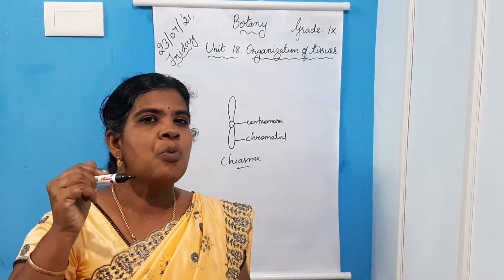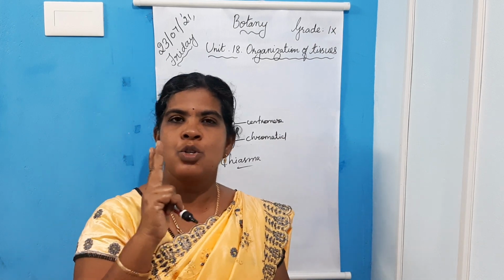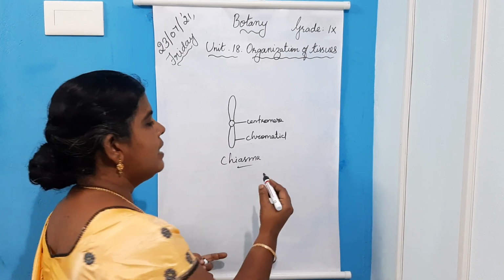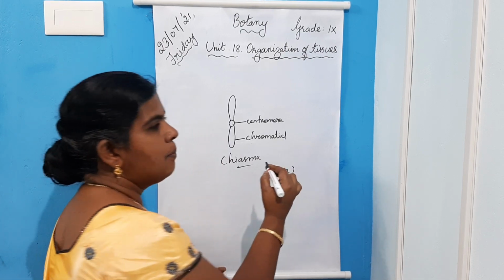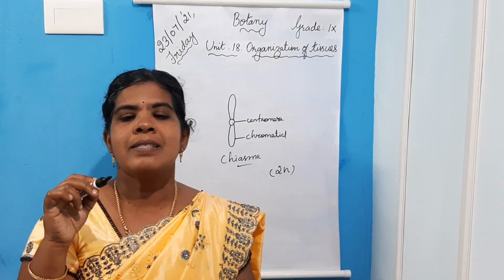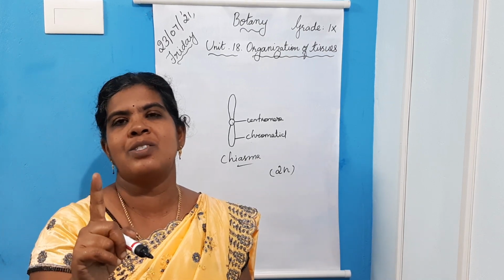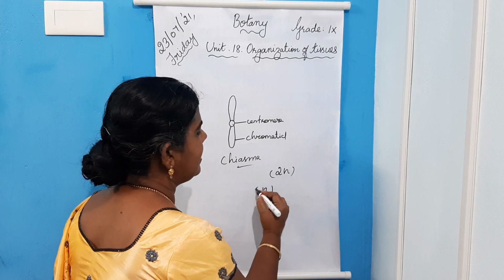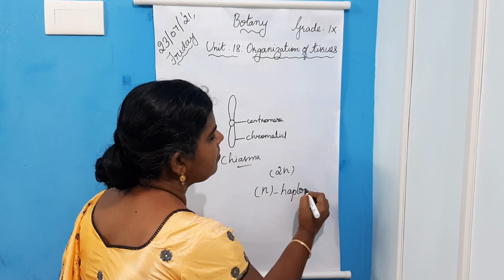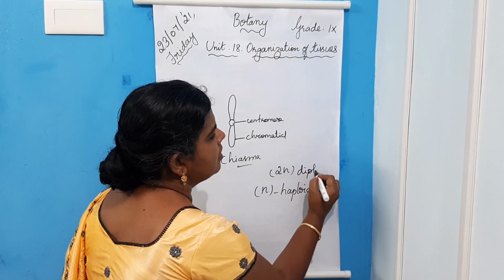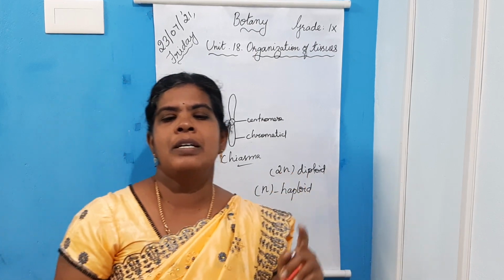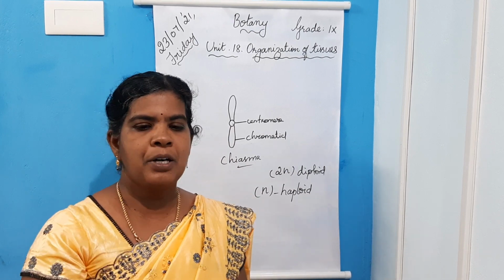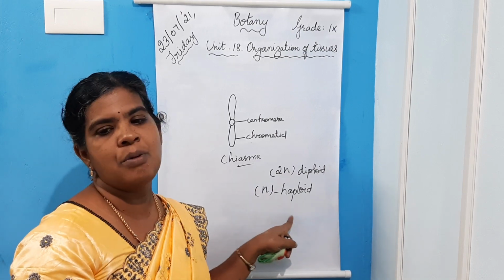Okay. Then you must know what is diploid. Cells having two complete sets of chromosomes are diploid, designated as 2n. What is haploid? The cells having only one set, or a single set, of chromosomes are called haploid, designated as n. This is haploid. This is diploid. Okay, children. So diploid means cells having two complete sets of chromosomes. Haploid means cells having a single set of chromosomes.